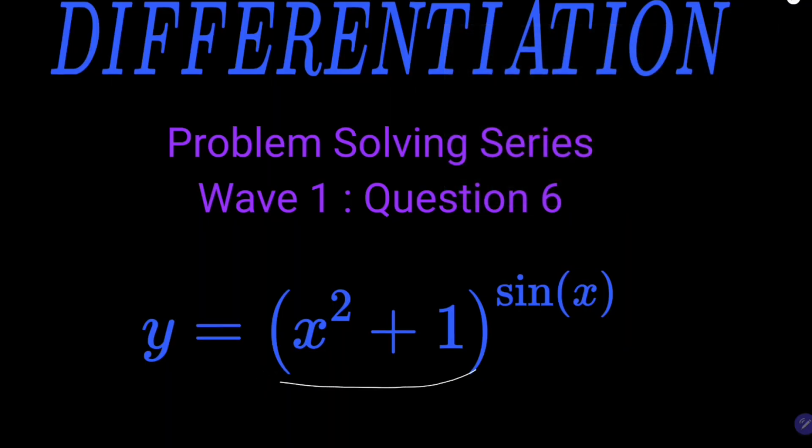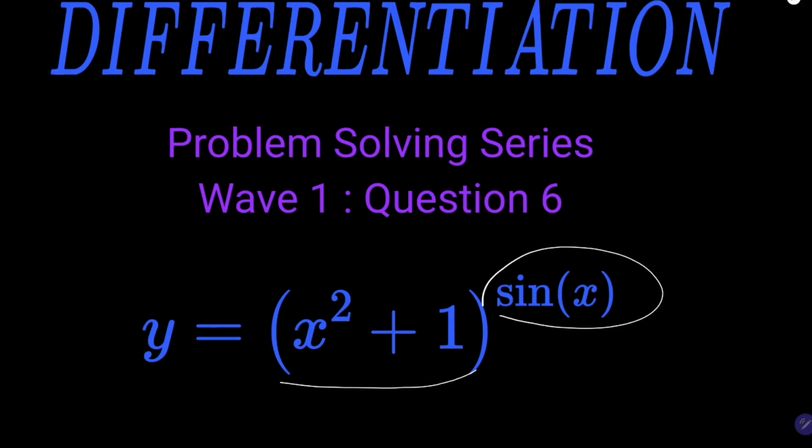The function x squared plus 1, all that to the power sine x. I know this looks scary at first glance because the power itself is not a constant, but a function, sine x. So when both the base and exponent are functions of x, the best approach is logarithmic differentiation.